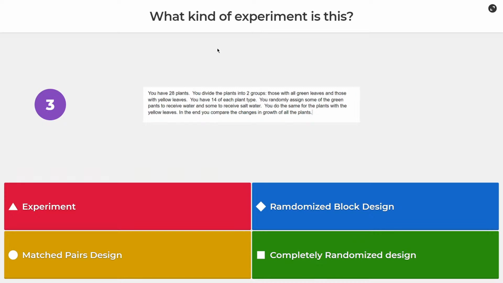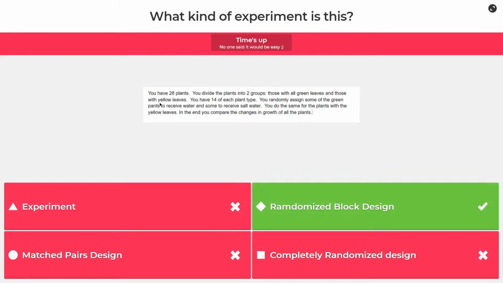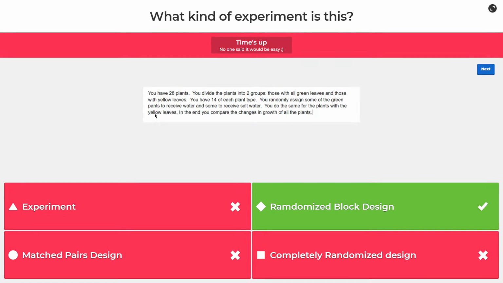Next question. What kind of experiment? We're testing your experimental knowledge. Once again, we have a given picture with your prompt. You have 28 plants. You divide the plants into two separate groups, those with all green leaves and those with yellow leaves. You have 14 of each plant type, and you randomly assign some of the green plants to receive water and some to receive salt water. You do the same for the plants with yellow leaves, and at the end, you compare the changes of growth for all of the plants.